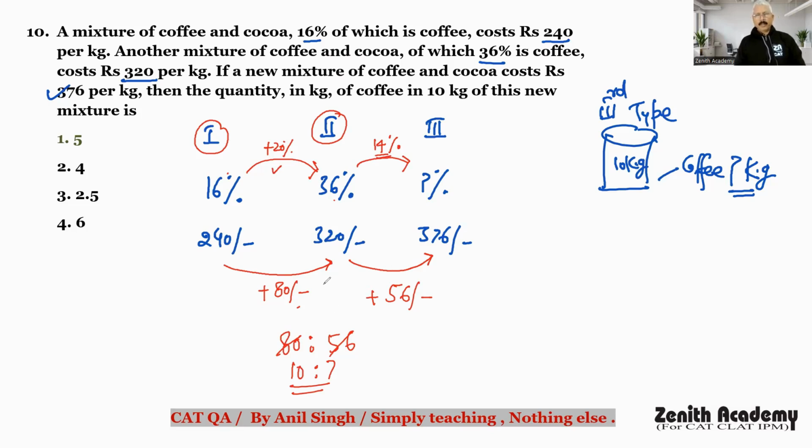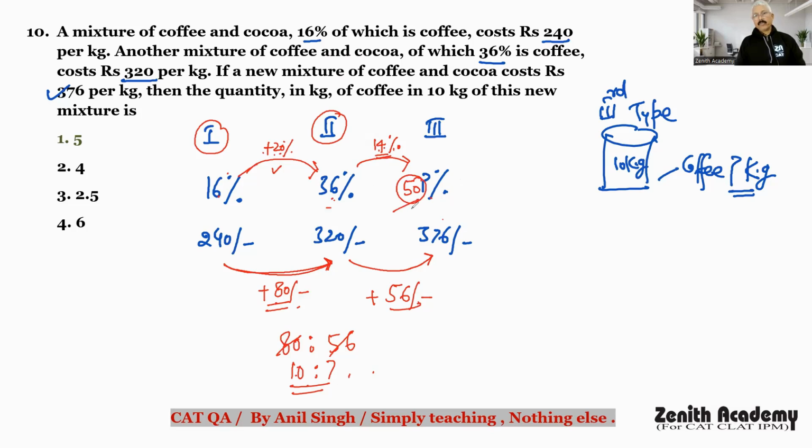It is clear. Here, the increase in the cost of the mixture is plus 80 rupees. Here increases 56. The ratio between the increase is 10 is to 7. So the percentage increase ratio should also be 10 is to 7. So 16 plus 20 is 36. So here 20 is to 14, the same ratio 10 is to 7. So it should be 36 plus 14. It should be 50%.